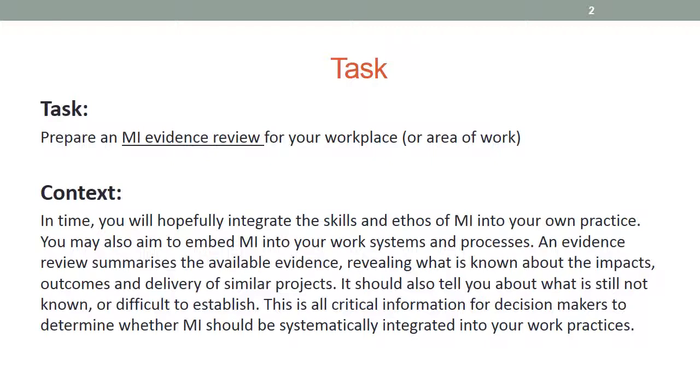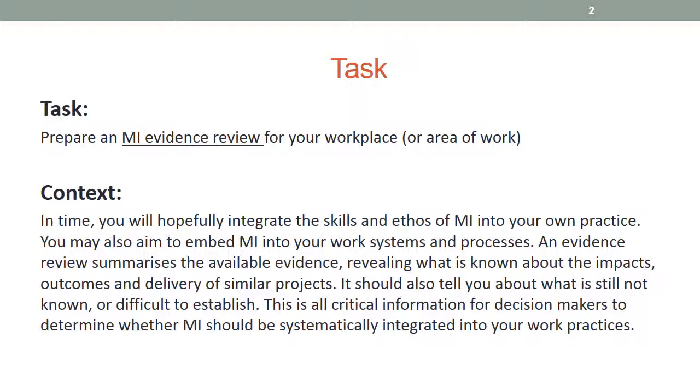What an evidence review does is it summarizes all the available evidence for the link between MI and your chosen area. It reveals what's known about the impacts and outcomes and the delivery of similar type projects. It should also tell you what's still not known or what's been difficult to establish, the kind of grey area in the literature. All of that information that you compile in an evidence review is critical information for decision makers to determine whether MI should be systematically integrated into your work practices or not.